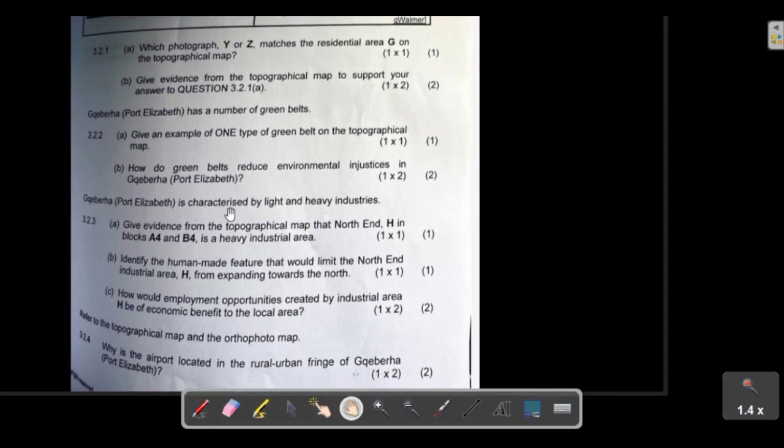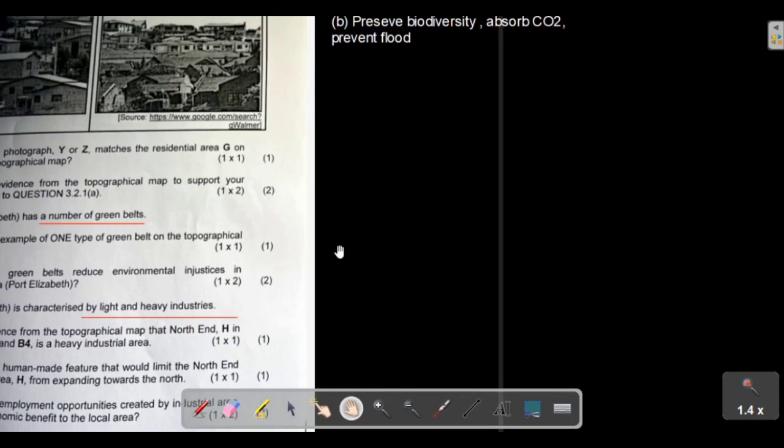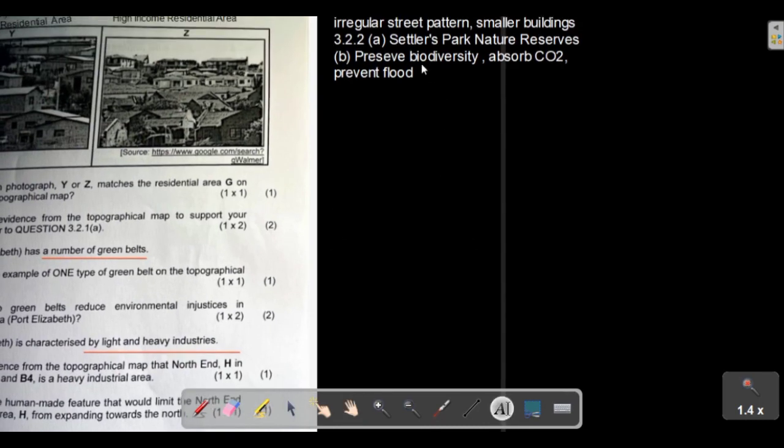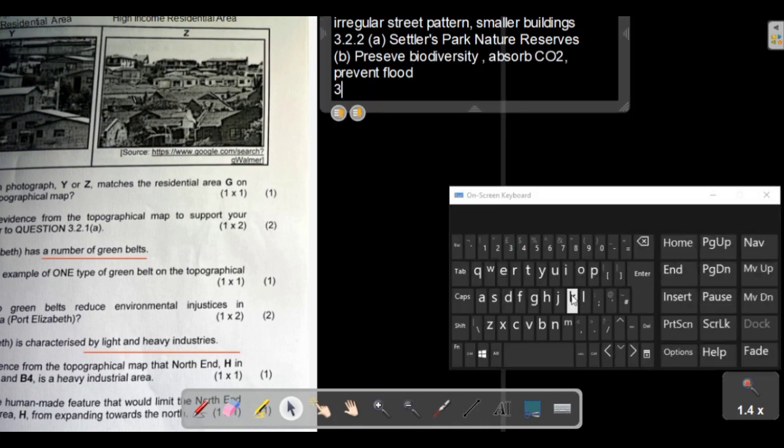Gqeberha is characterized by light and heavy industry. We all saw these, of course, in the general information part, so they're now coming back. So this is 3.2.3. Let's write that down, guys. 3.2.3, and it also has A, B, and C.